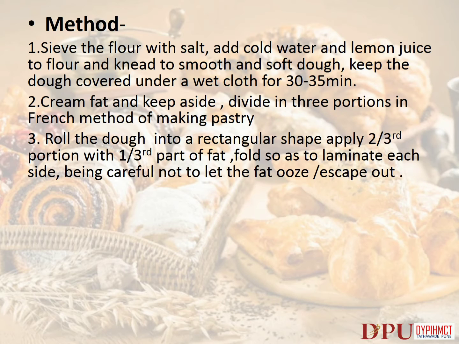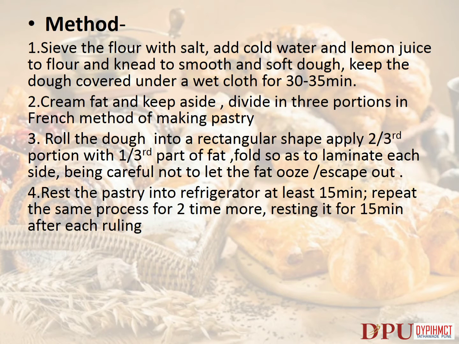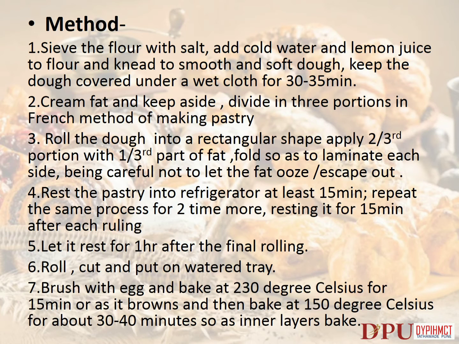4. Rest the pastry in the refrigerator for at least 15 minutes, repeat the same process 2 more times, resting it for 15 minutes after each rolling. 5. Let it rest for 1 hour after the final rolling. 6. Roll, cut and put on a watered tray. 7. Brush with egg and bake at 230 degrees Celsius for 15 minutes or until it browns, and then bake at 150 degrees Celsius for about 30 to 40 minutes so the inner layers bake.